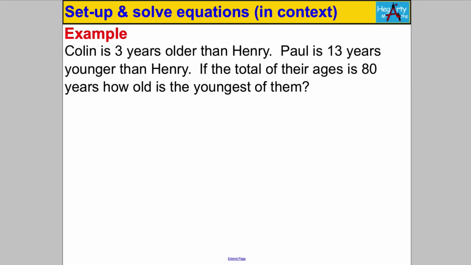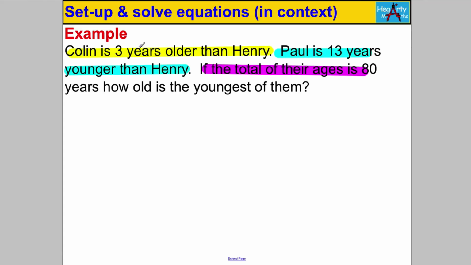Right, it tells us Colin is 7 years older than Henry. It tells us that Paul is 13 years younger than Henry. If the total of their ages is 80, it says 80 years. How old is the youngest of them? Okay, what should we call one of the ages?